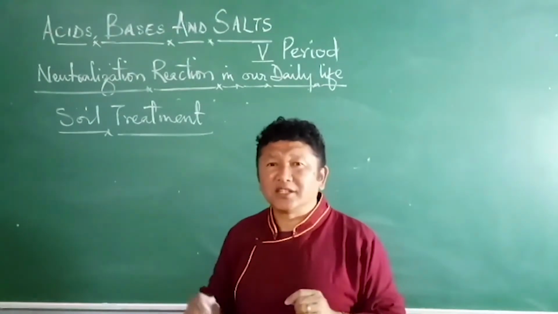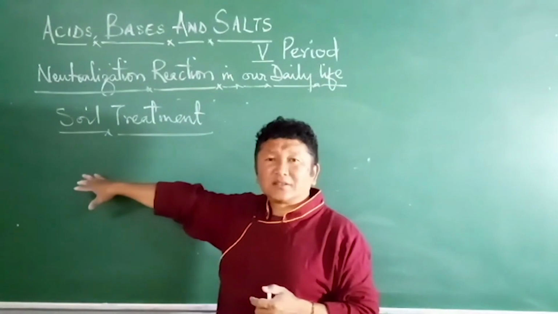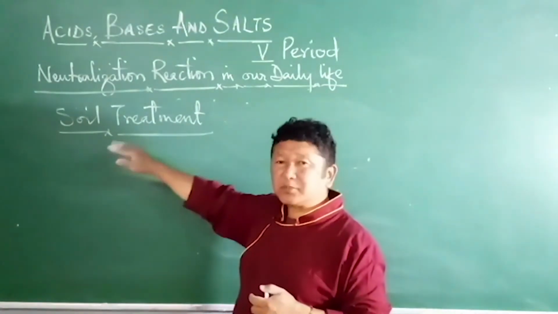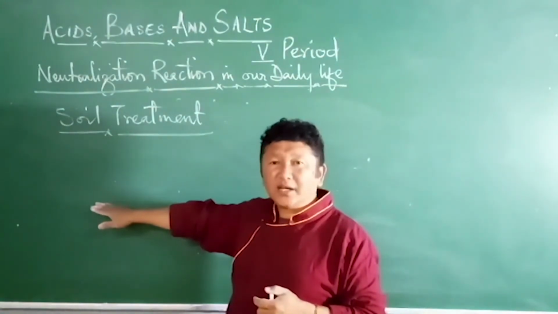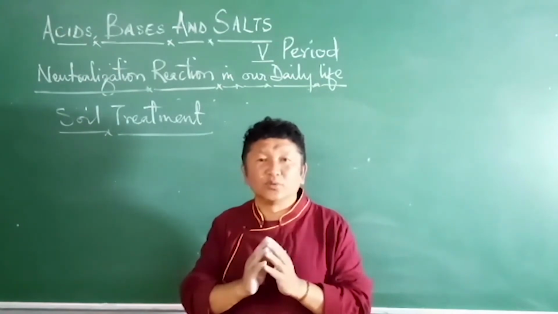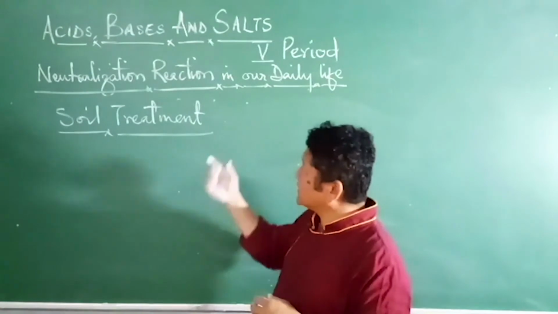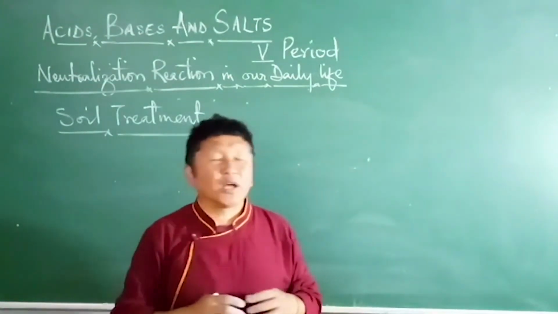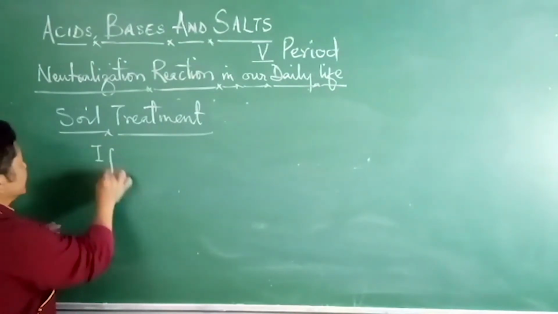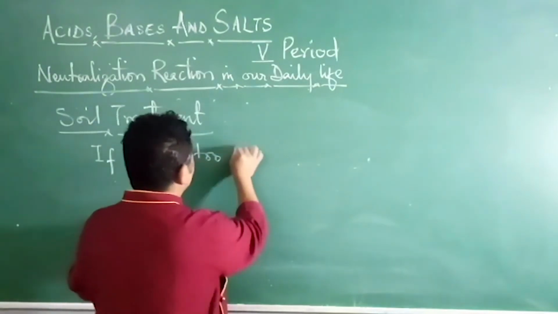For soil treatment, too much acidic soil is not good for crops and too much basic soil is not good for crops. So the soil should be neutral. To treat soil that is acidic, we use quick lime.